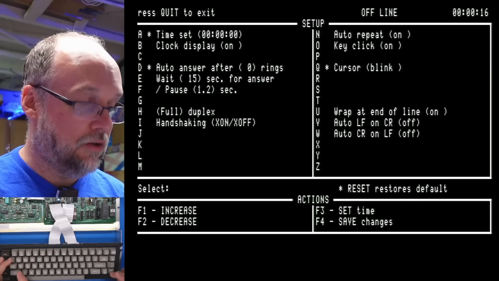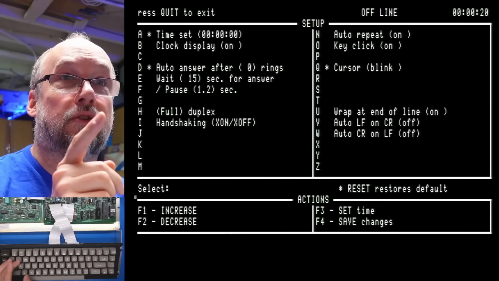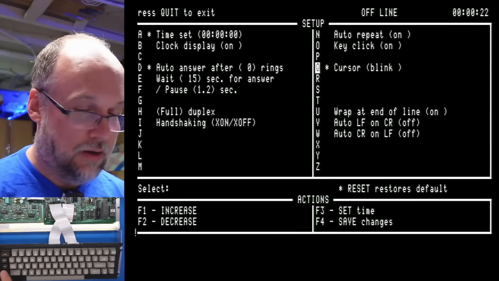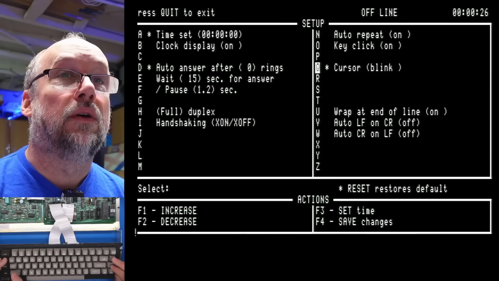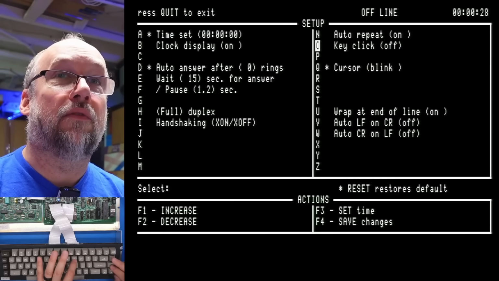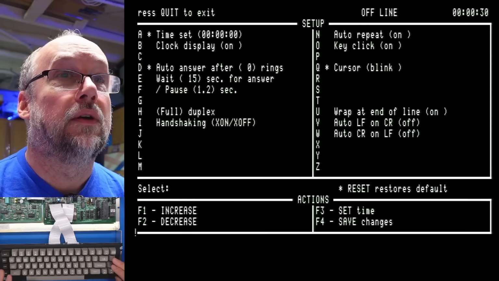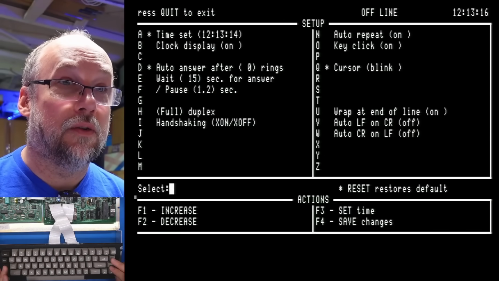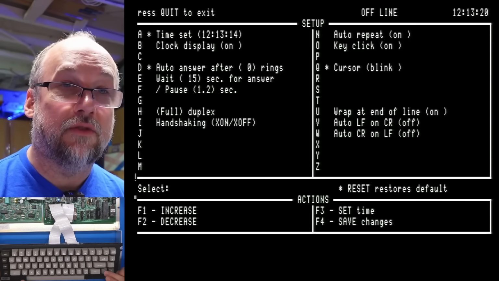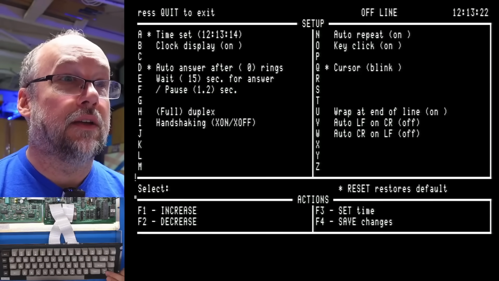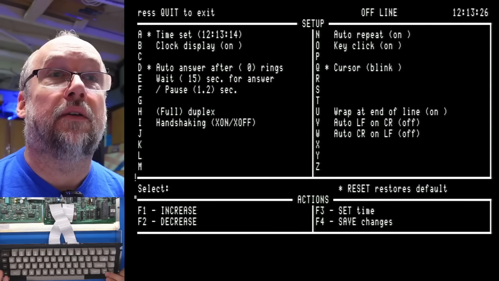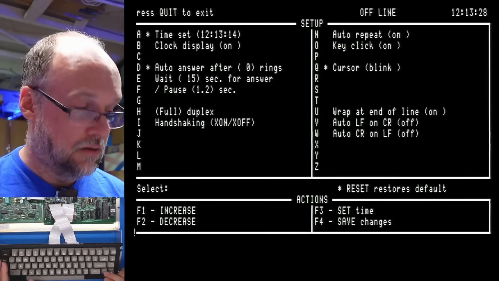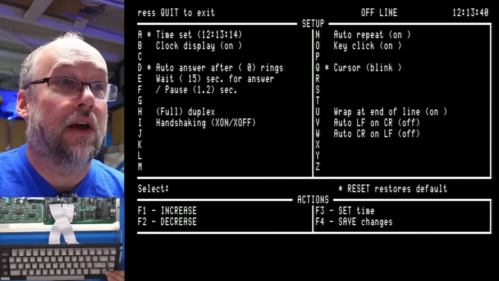Setup, Q. Okay, so that moves the cursor over to Q, and then you push F1 or F2. Okay, well, it was definitely not working earlier. So we can set the time, and it did work, and we hit F4 for save changes. Now, the SRAM that's holding all this, oh, did that kind of freeze the whole thing? Yeah, hitting save changes just made this not work.